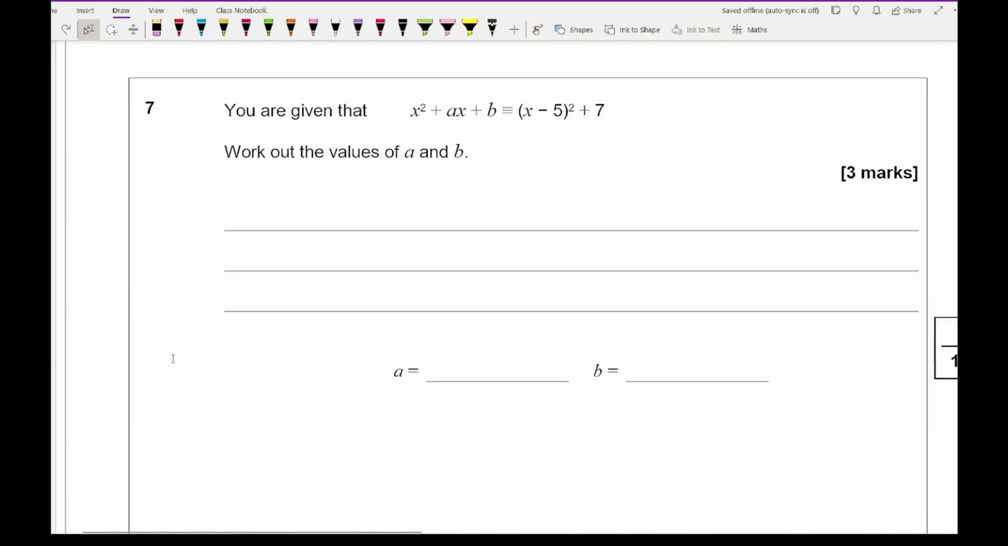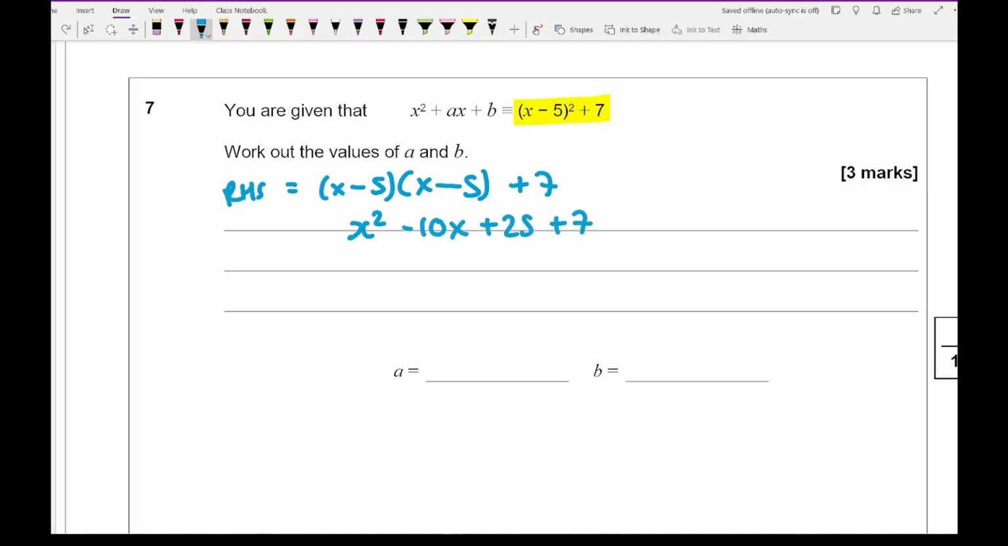Now moving on to question 7, it says you are given that x squared plus ax plus b is algebraically identical to x minus 5 all squared plus 7. Work out the values of a and b. So what we need to do here is basically expand this right hand side. So if I just write the right hand side, and that's going to equal x minus 5, x minus 5. Remember it's double brackets, plus 7. So that then becomes x squared minus 10x plus 25 plus 7. So that gives me x squared minus 10x plus 32.